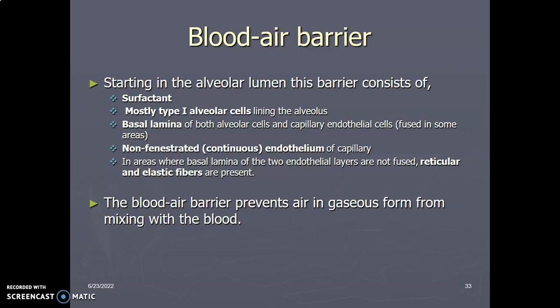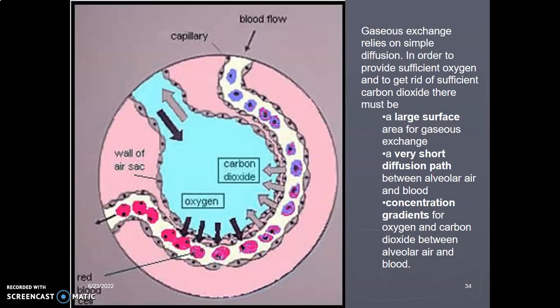It will not enter the capillaries. You just have diffusion of oxygen and carbon dioxide without having this in liquid form from blood. Then by the time they get to the alveoli, it's in gaseous form. So you don't want this air in gaseous form to enter the blood. So this is how gaseous exchange occurs.